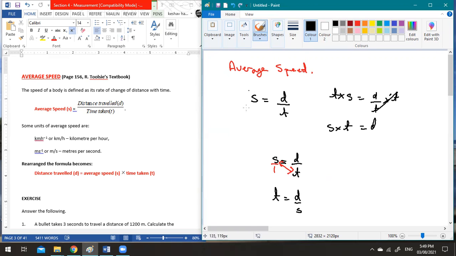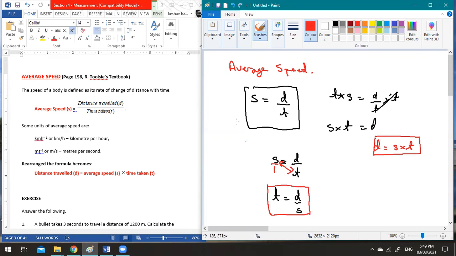So remember, average speed is equal to distance over time. This is the main formula, but you can get it to be anything with a little bit of algebra. So this is speed, this is distance, and this is time, right? So just rearrange the formula however you want it.